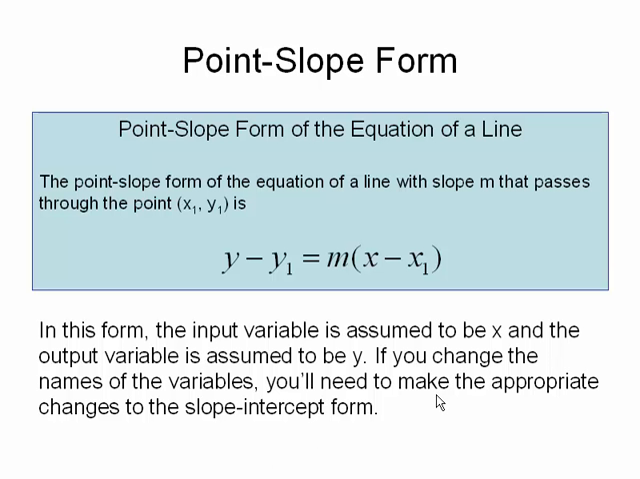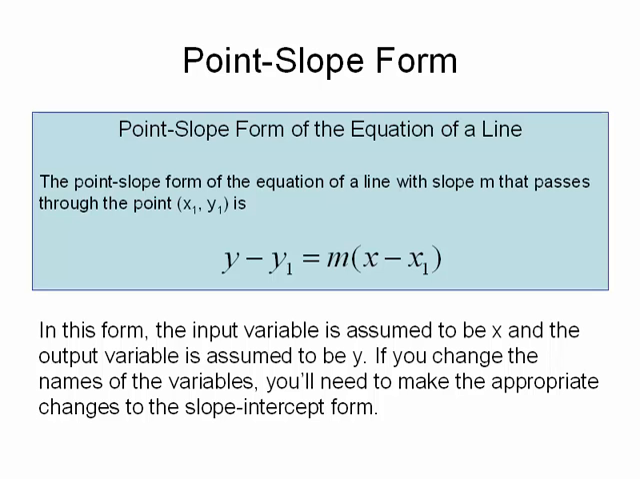Now let's take a look at the point-slope form of the equation of a line. The point-slope form of the equation of a line with slope m that passes through the point (x1, y1) is y minus y1 equals m times the quantity x minus x1. In this form, the input variable is assumed to be x and the output variable is assumed to be y.